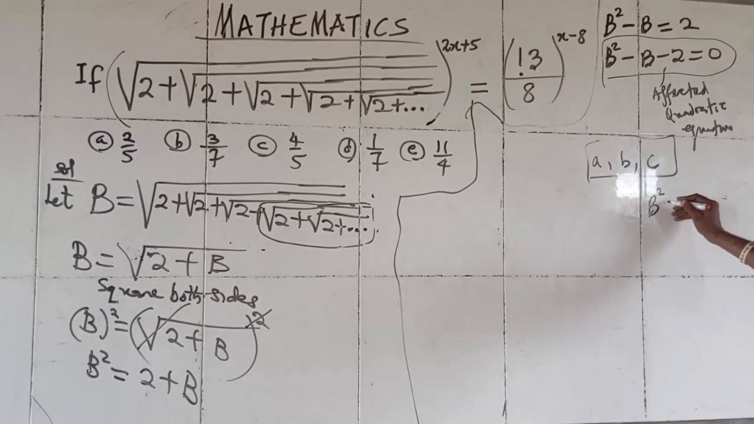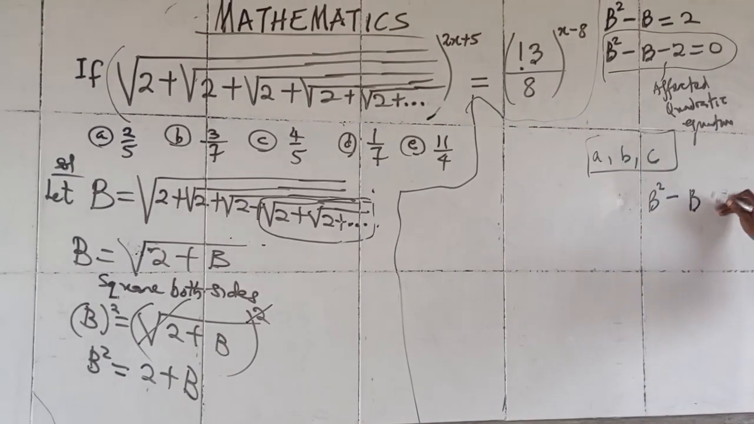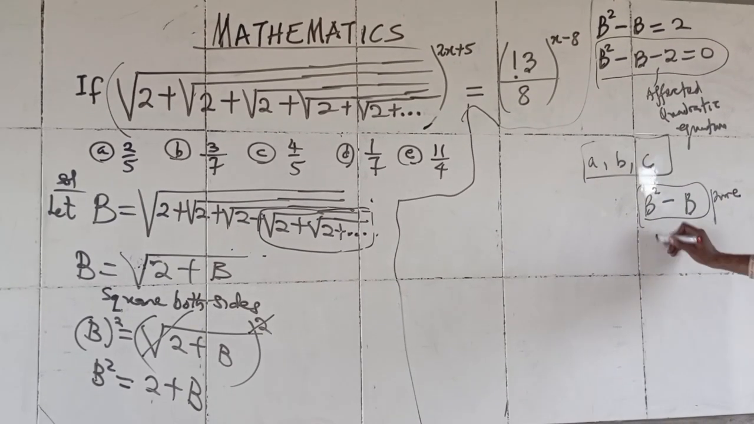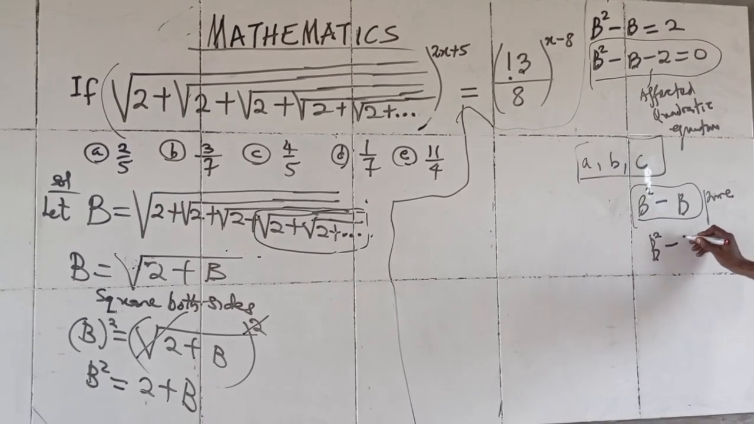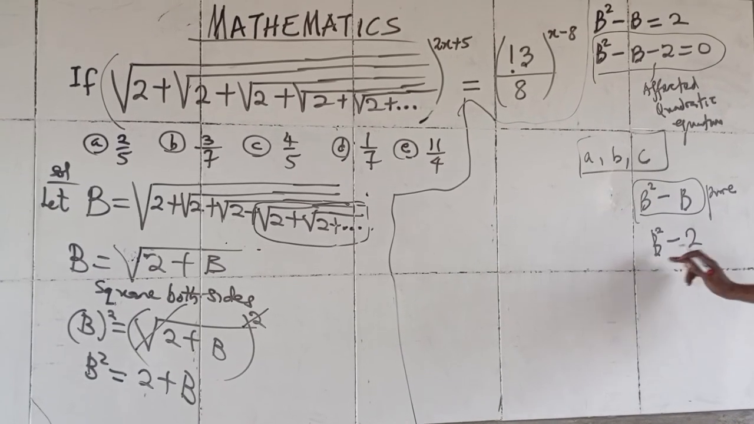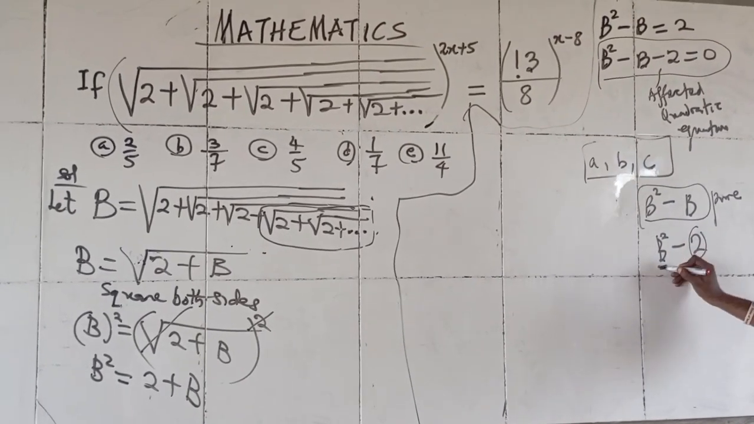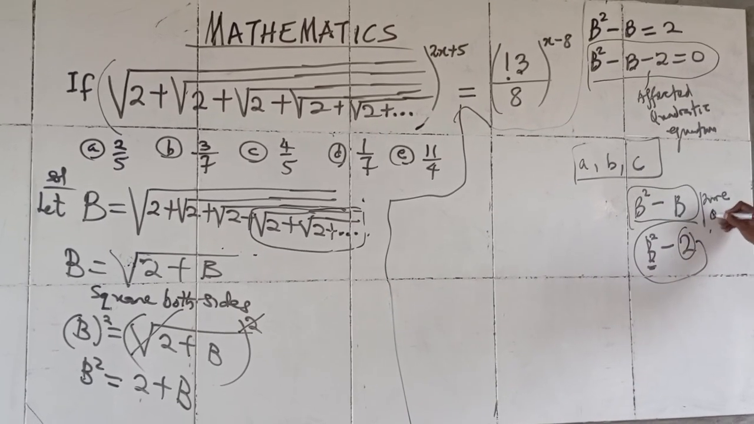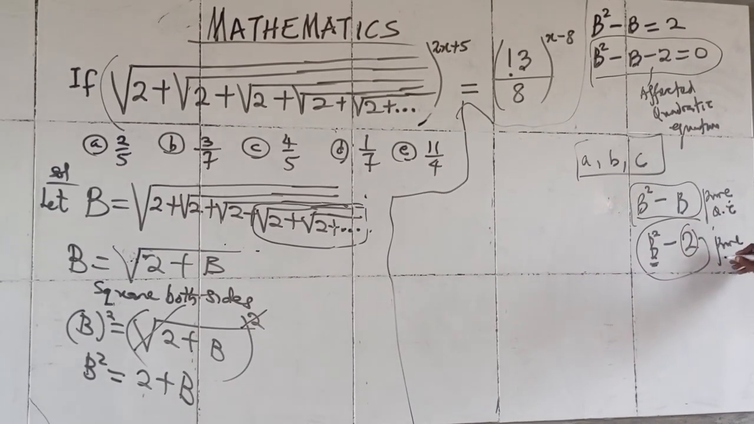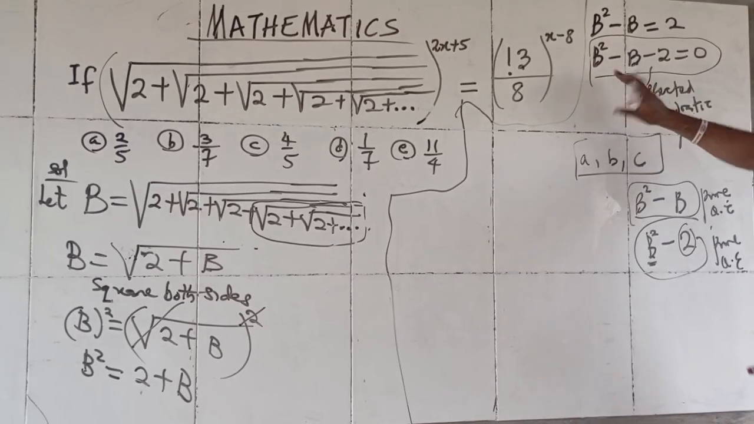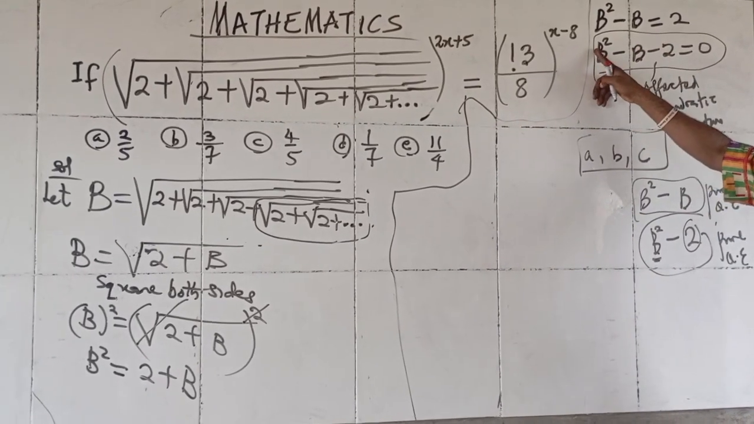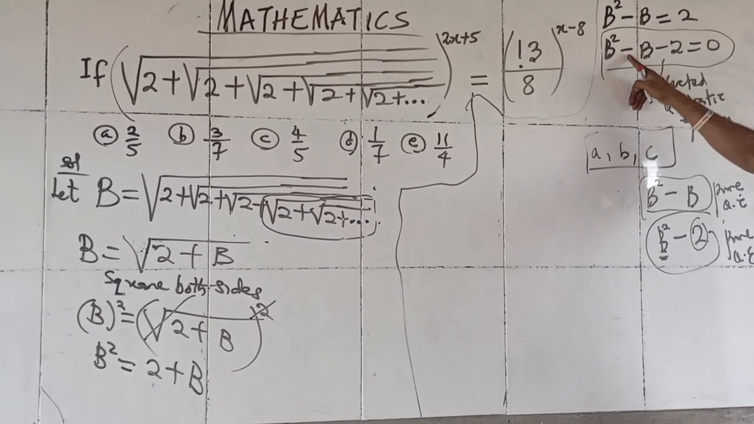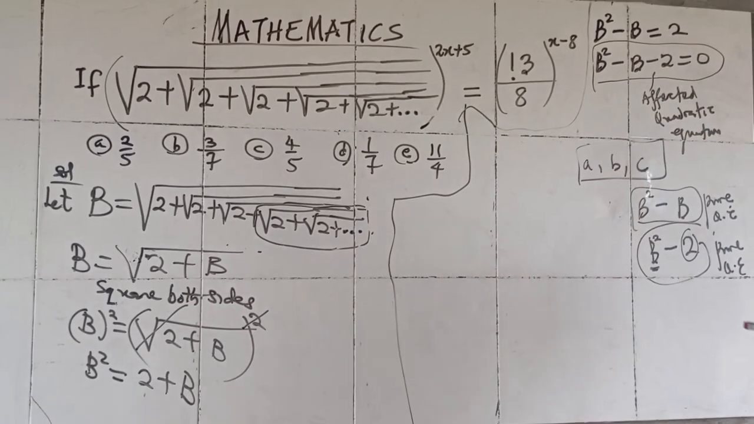But when it is like this, B squared minus B, the constant parameter is missing. This is pure quadratic equation. It can be in the form of these two plus 2. What is missing here? The middle term is missing. This is a constant. This is the first term. The middle term is missing here. This is also pure quadratic equation. This one is affected because the three parameters are complete. The A, which is coefficient of B squared, is 1. The B, coefficient of B, is minus 1, while the constant is minus 2.